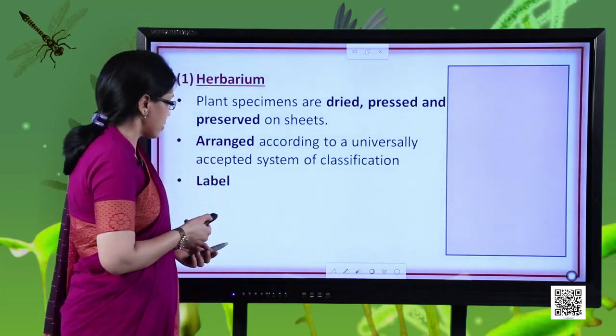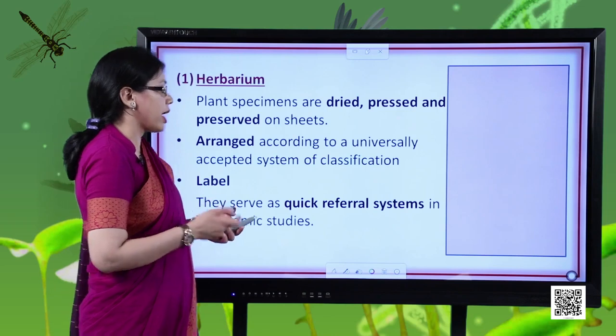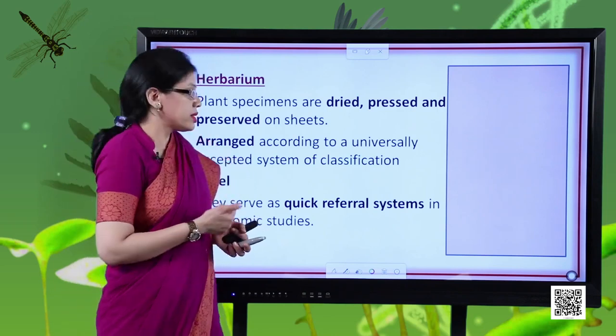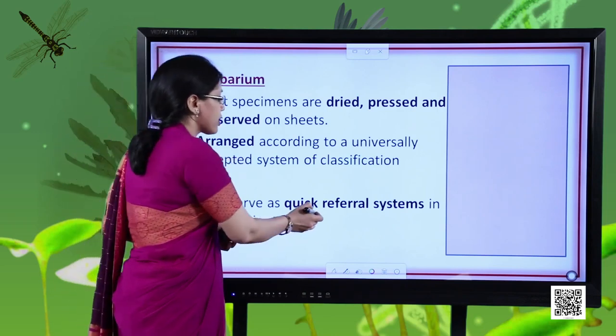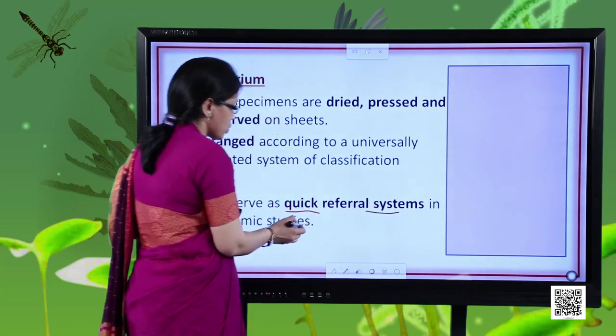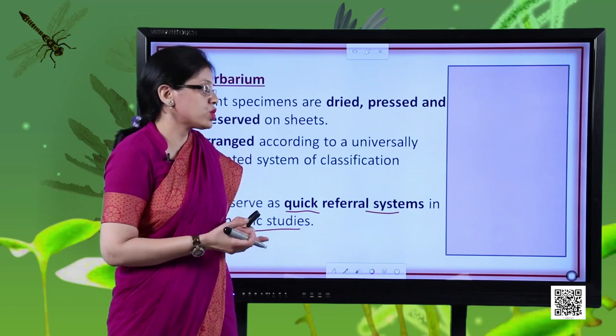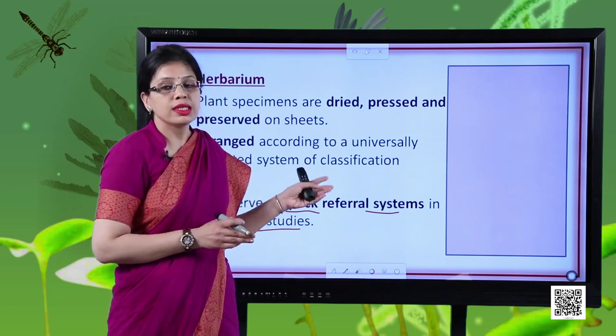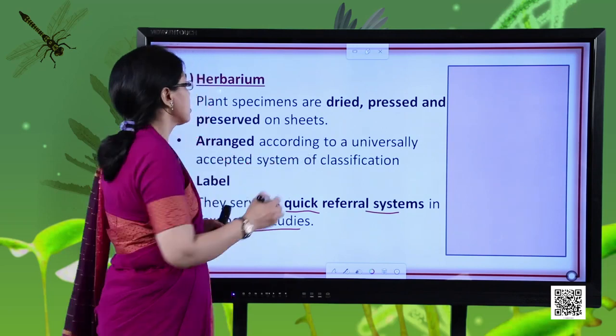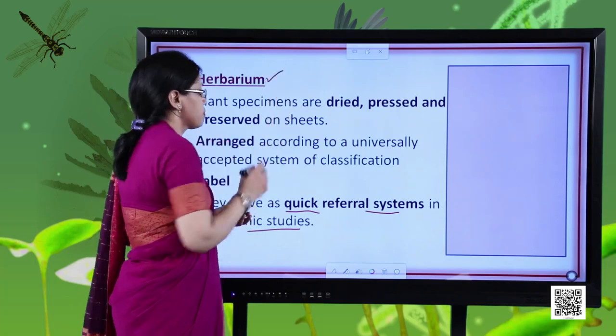So after we have done the labeling, this will act as a very handy system. This is a permanent thing which helps us in our future study, and for studying the features of the plant, we can use it in future also very easily. So this is our first taxonomical aid, and that is herbarium.